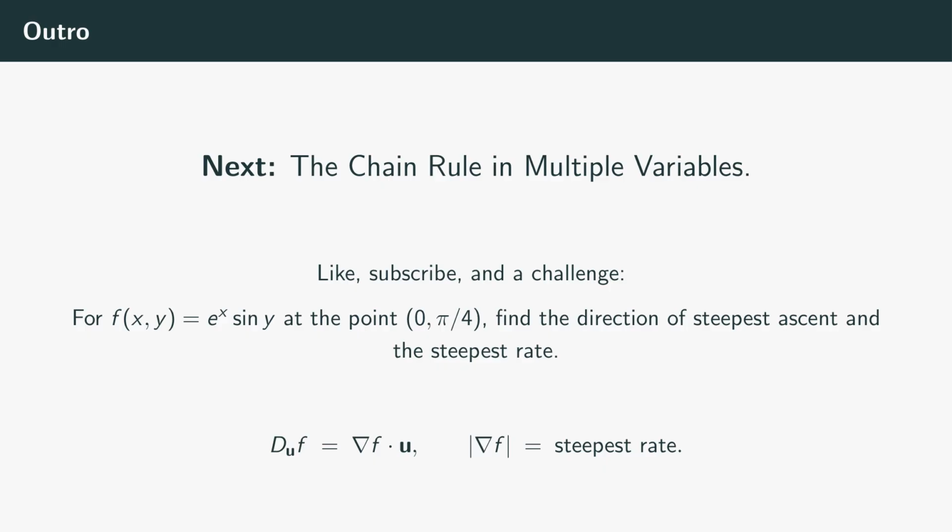The numbers come out clean. Next episode, we extend the chain rule to functions of several variables, with the gradient as the central object. Composition of multivariable functions is where partial derivatives stop being bookkeeping and start being genuine calculus. See you there.